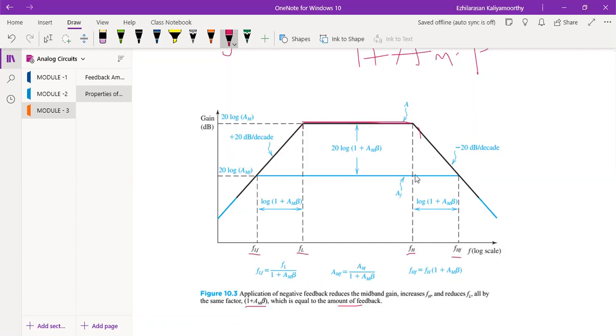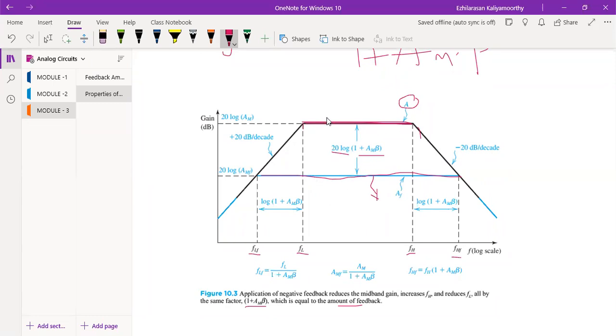So that is why I can say here, in terms of, we take it as 20 log 1 plus AM beta. So this portion will be 20 log 1 plus AM beta. Then this will be your A, the open loop gain. But this portion, the gain, is nothing but your feedback gain, this blue color line which you are seeing here. This will be your open loop gain. See here, this will get reduced because of this. Actually, the feedback gain is increased.